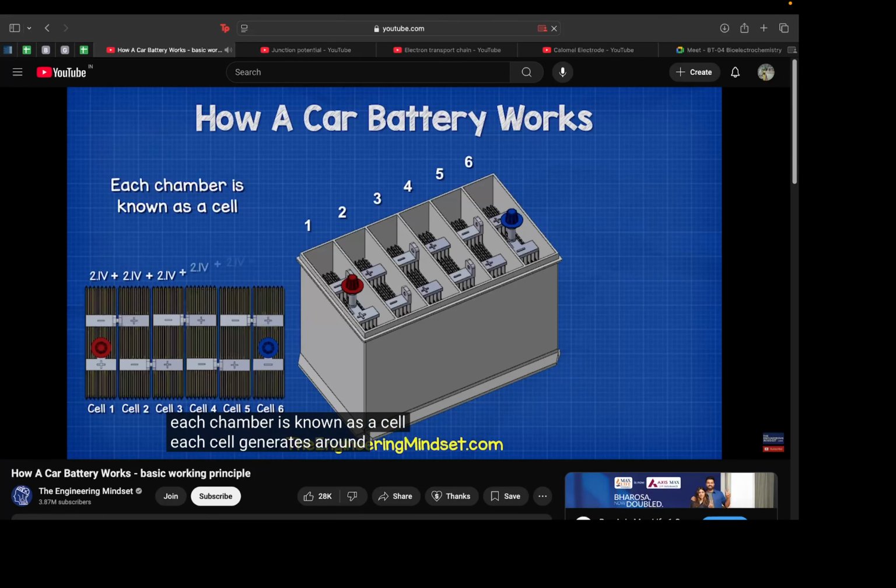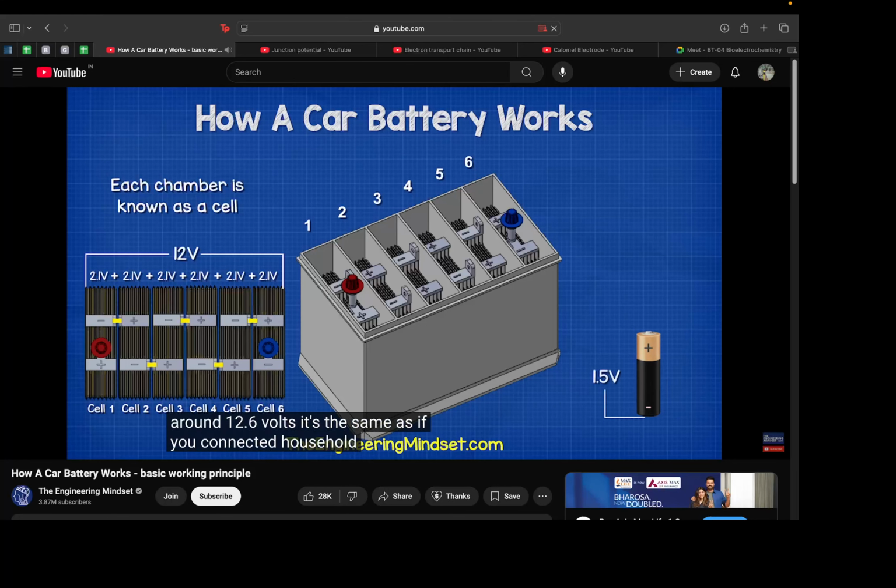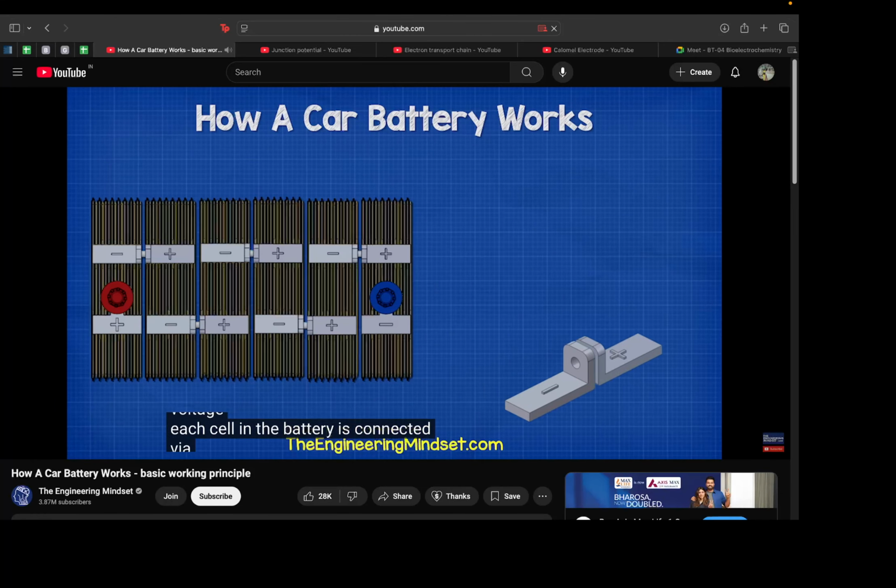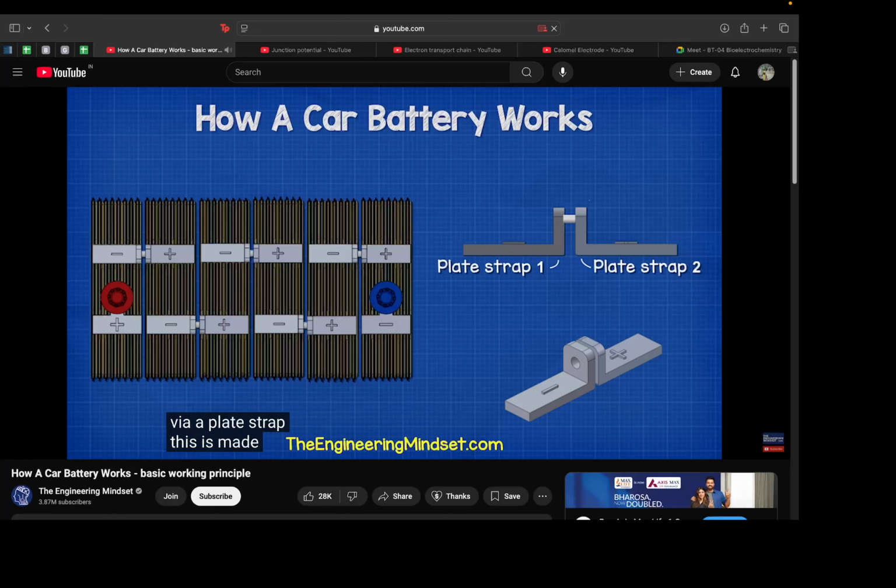Each cell generates around 2.1 volts of DC or direct current. Each cell is connected in series. The negative of one cell is connected to the positive of the next cell, to give us a total voltage of around 12.6 volts. It's the same as if you connected household alkaline batteries together. The voltages add together to provide a higher total voltage. Each cell in the battery is connected via a plate strap. This is made from lead. These straps are welded together through the plastic wall to form the connection.